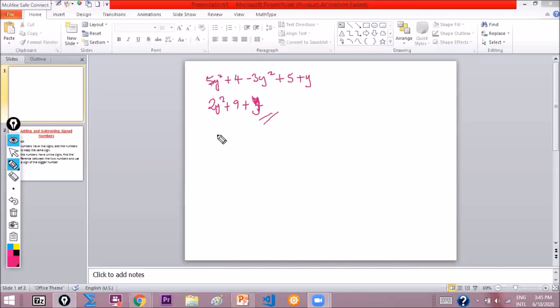Let's go a bit further with this. Let's say you are asked to evaluate some expression. In this expression, you're to substitute the value into it and find the answer. Can you say this again? Okay, just follow me.